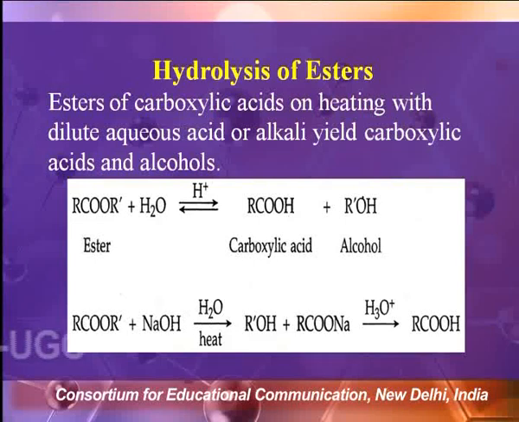What is that? ROH. How can you distinguish between alcohol and phenol? In phenol, OH is directly linked to the benzene ring, and in alcohol, OH is directly linked to the alkyl group. This is how you can differentiate. In the alkaline medium, first of all you will get the sodium salt of the carboxylic acid along with the alcohol, and on hydrolysis you will get RCOOH along with the water molecule.